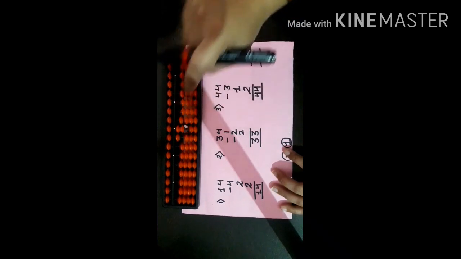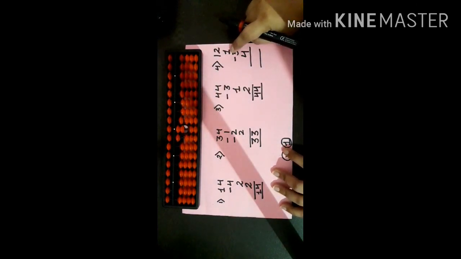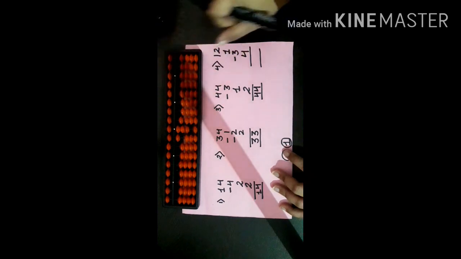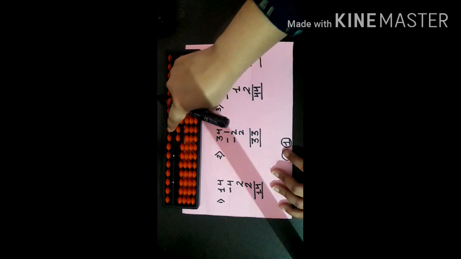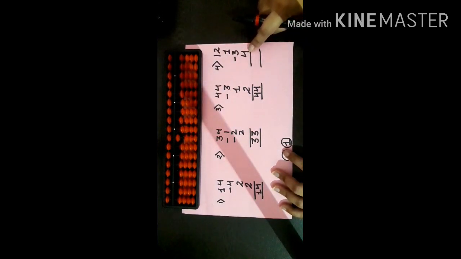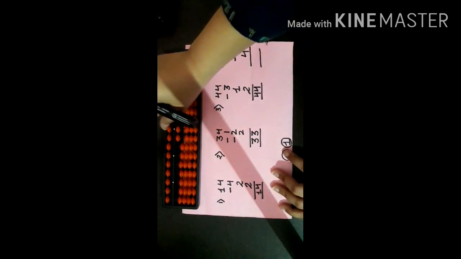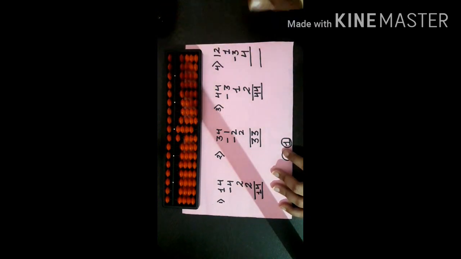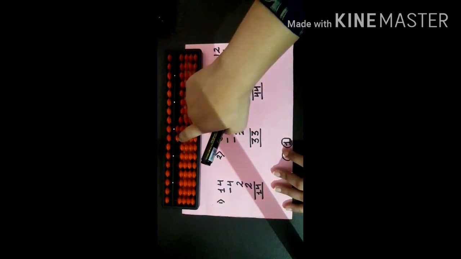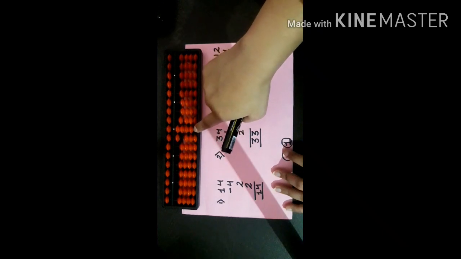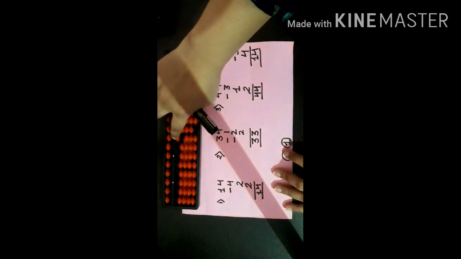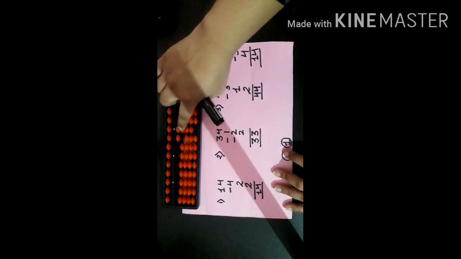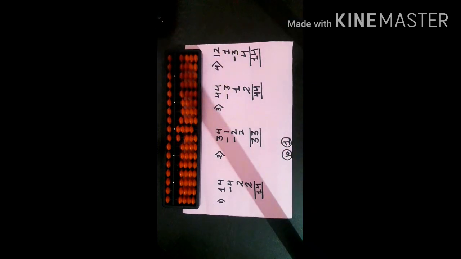10, 11, 12. Now you have to add 1. Add 1. Now again you have to do minus 3. 1, 2, 3. And then you have to add 4. 1, 2, 3, 4. Now what is the answer? See, 1 in tens rod and 4 in units rod. 1 and 4, 14. And you can say like this also, that this is 10 and this is 4. So 10 and 4, 14.